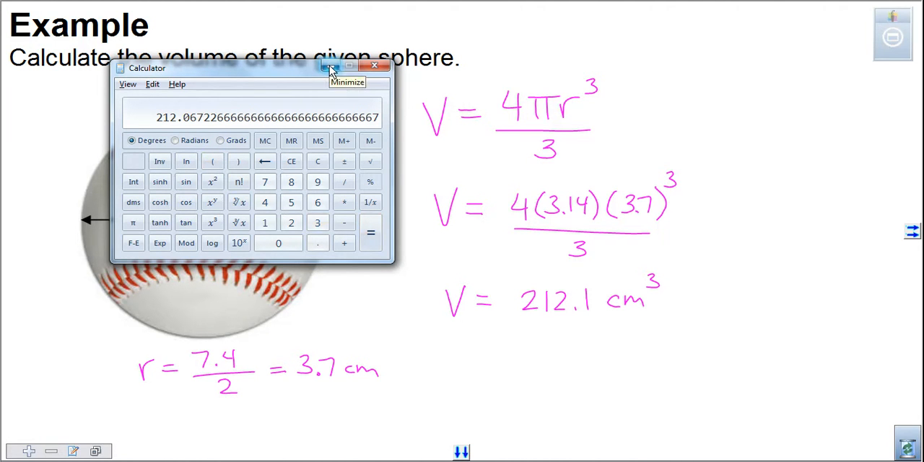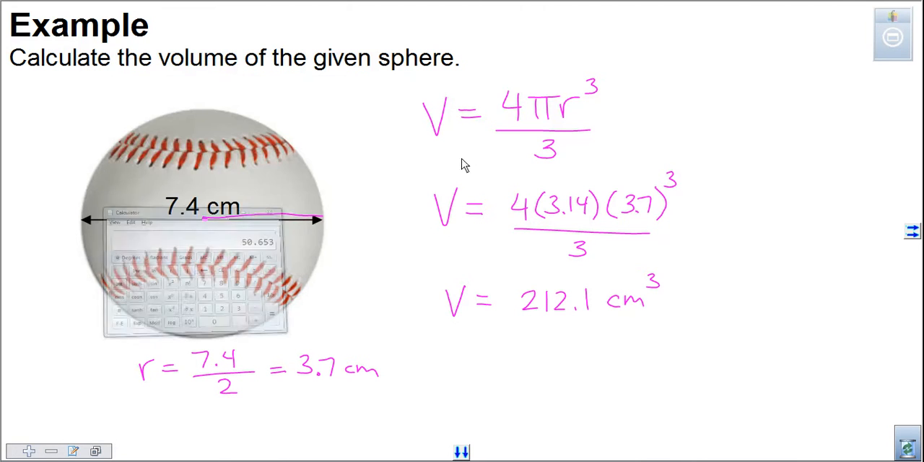You can find a similar button on your calculator. Now, if you don't have one, actually, it's 3.7. There's usually something like this. There's a to the power of button. So you can do 3.7 to the power of 3. And then that would be 3.7 cubed.